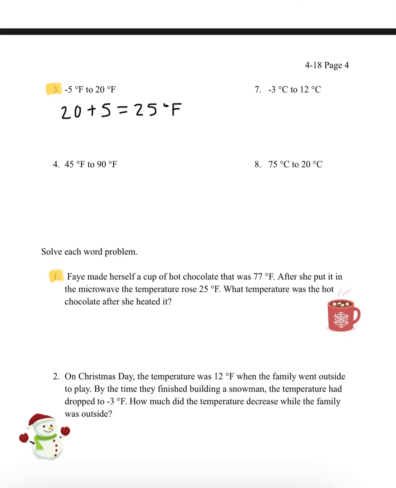So, the hot chocolate was 77 degrees, and then it rose 25. If it rose, that means it went up, which means we will be adding to find the total temperature. So we get 77 plus 25. 7 plus 5 is 12. We bring the 1. 7 plus 2 is 9, plus 1 is 10. So Faye's hot chocolate was 102 Fahrenheit after she microwaved it.